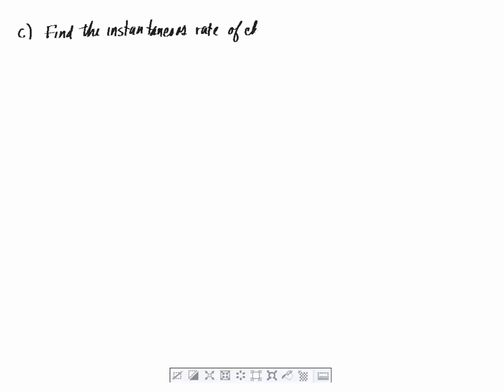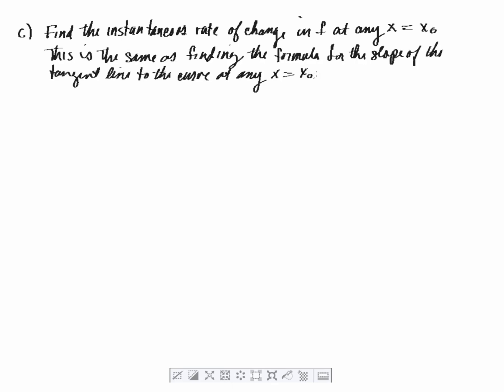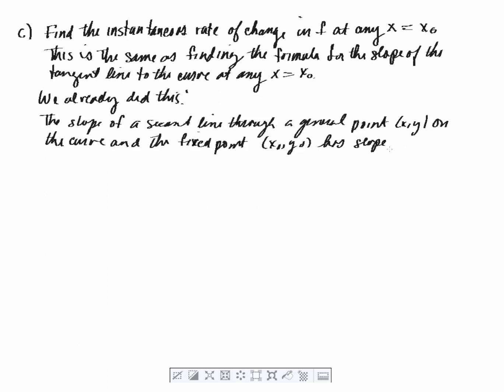Part C would require us to find the instantaneous rate of change in f at an arbitrary x equal to x sub 0. This would be the same as finding the formula for the slope of the tangent line to our curve at any x equal to x sub 0. We figured out this formula already, but I want to quickly reproduce the work that was needed here.